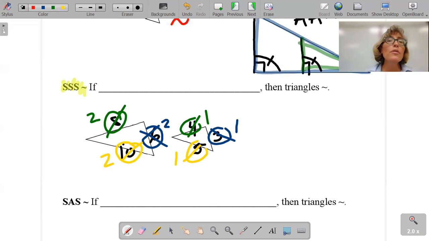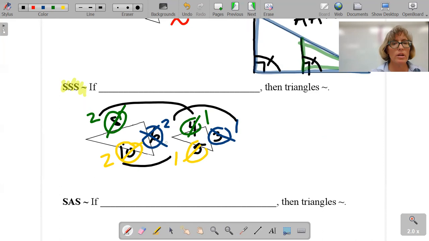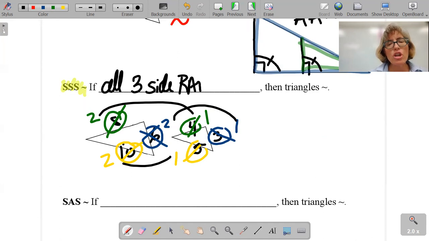Notice, it's not that the side lengths are congruent, but it's the ratios that are equal, 2-to-1, 2-to-1, 2-to-1. So if you have all 3 side ratios, and we use equal, not congruent, because a ratio is a number, then the triangles are similar. Side, side, side, similarity.